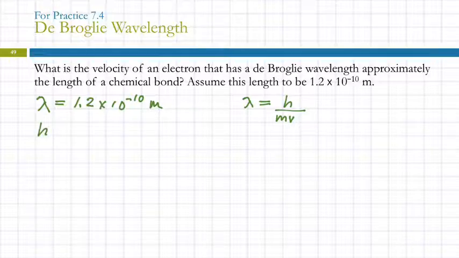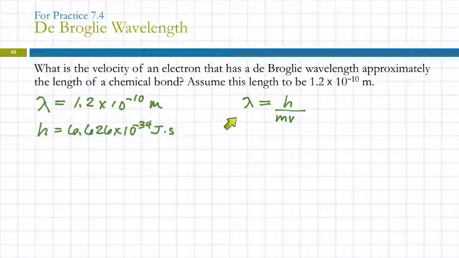Planck's constant, we can look it up, 6.626 times 10 to the minus 34 joule seconds. We're trying to find v. What else do we need? We've got lambda, we've got h. We're trying to find v, we need m. M is the mass of what? Of an electron. Well, I don't remember that.